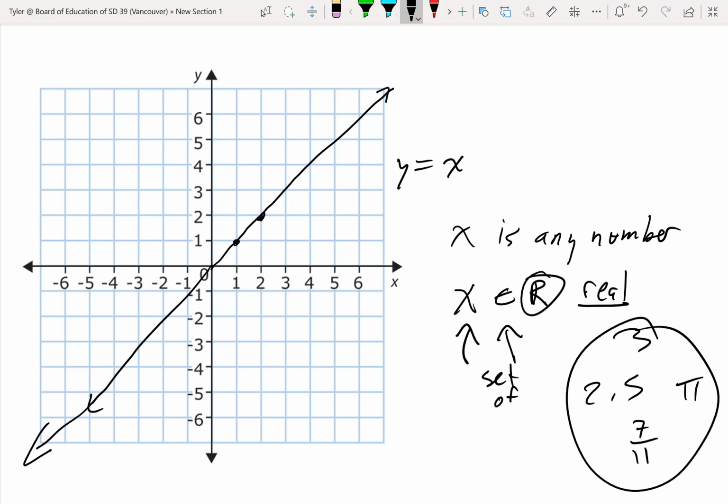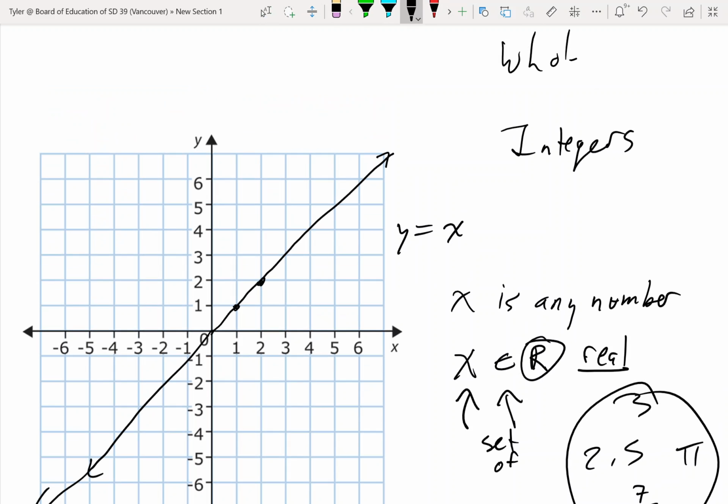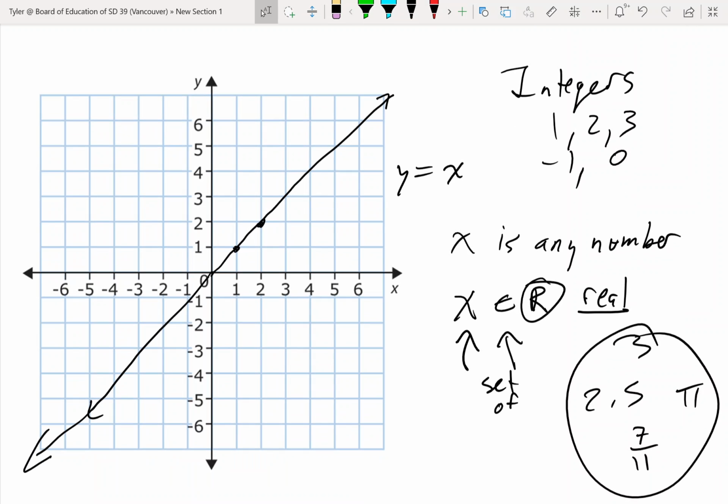I'm not going to go into all the different types of numbers, but the main ones you need to know are real numbers, and then integers, and then I guess whole numbers. Okay, integers don't have decimals, so it's like 1, 2, 3, -1, 0, and so on. Whole numbers are 0, 1, 2, anything positive. So we need to be able to say x is any real number.